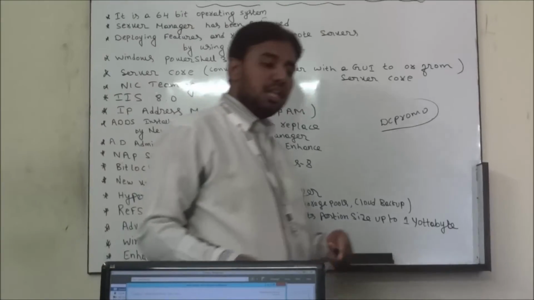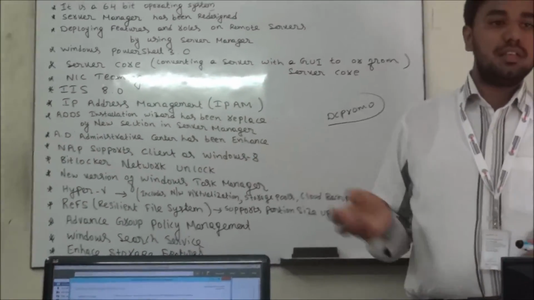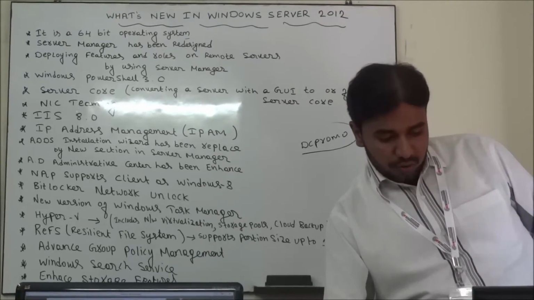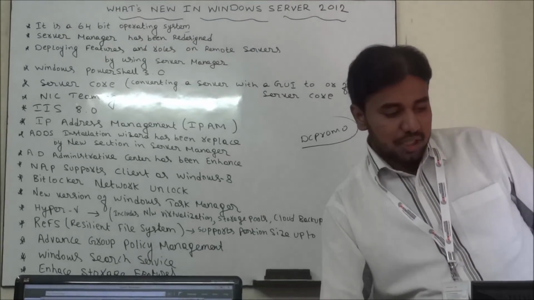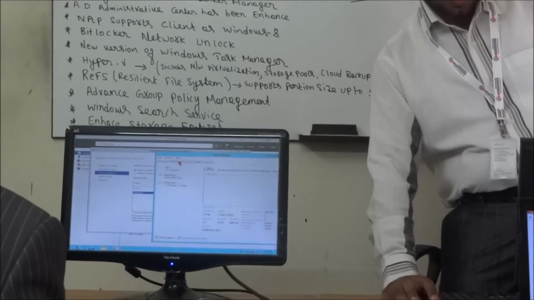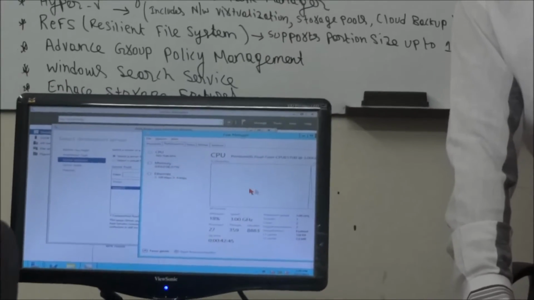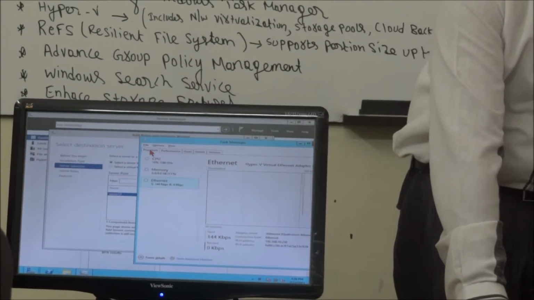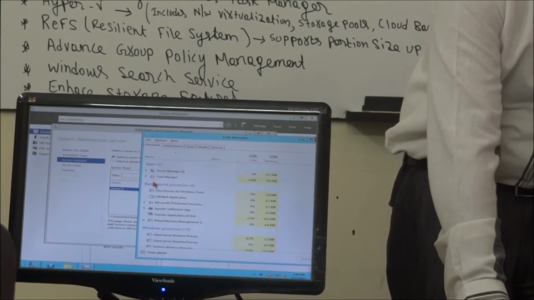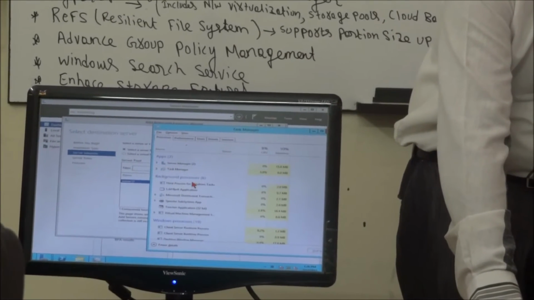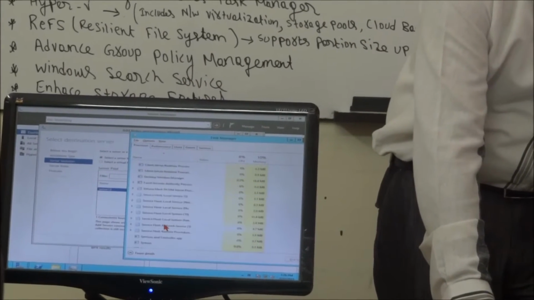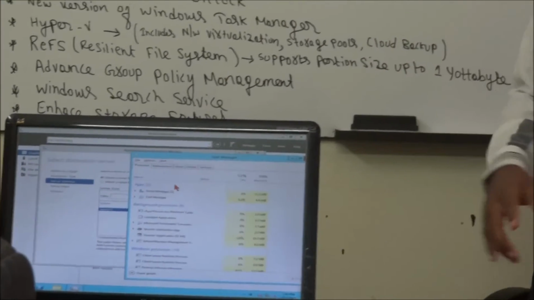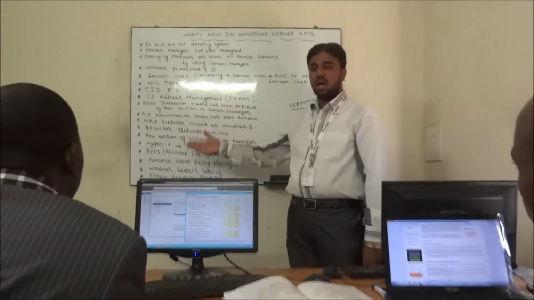Then the new version of Task Manager. You have seen in Windows 8, the new version of Task Manager is there. When you compare Windows 7 and Windows 8, this is the new version of Task Manager. I can see CPU performance, memory, Ethernet graphically. And what are the processes? It shows apps, background processes, Windows processes, in order and in groups. So this has been enhanced when you compare to R2.